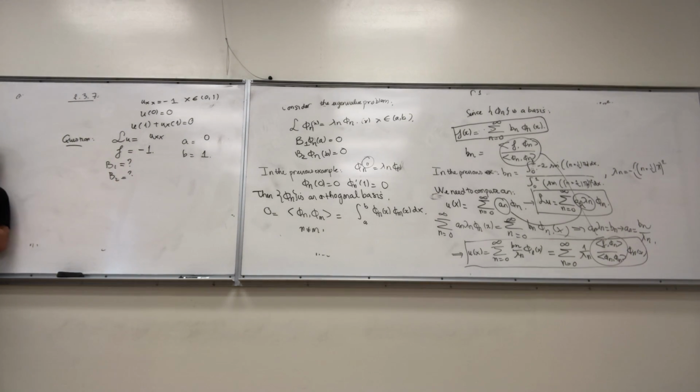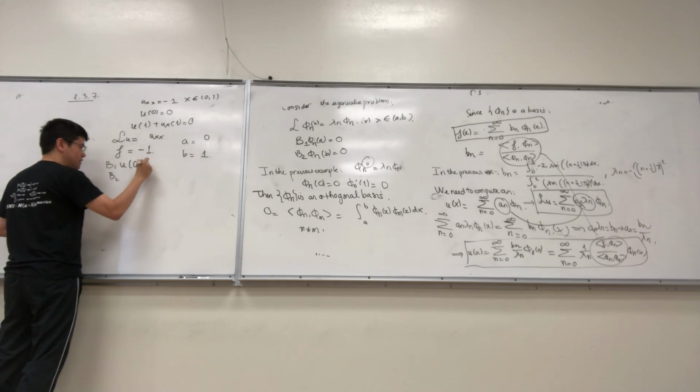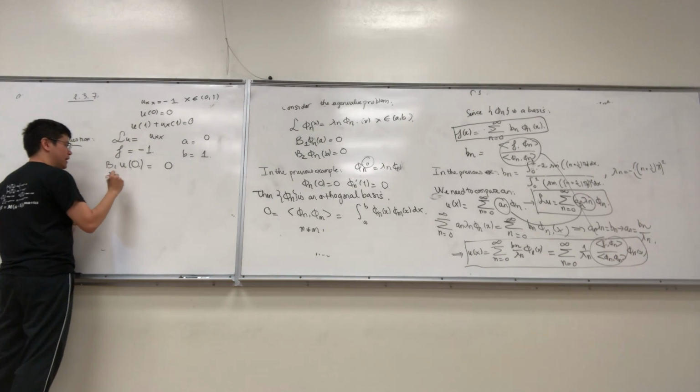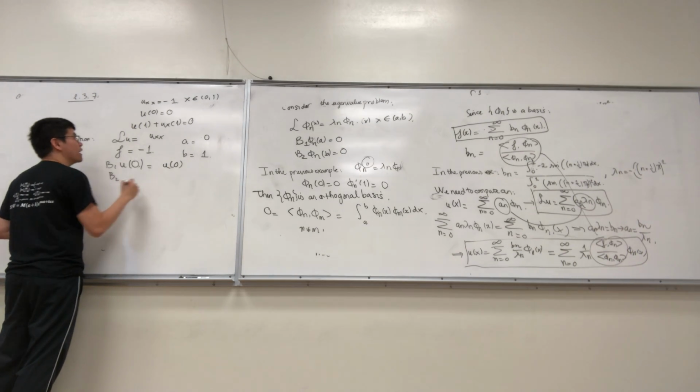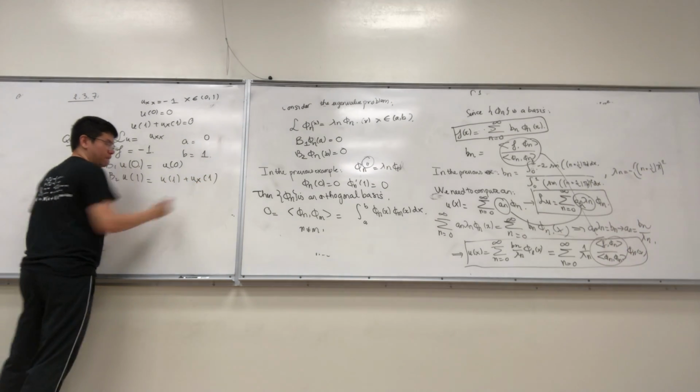I want to know B1 and B2. What is B1 and what is B2? Normally you have B1 at a, right? So a here is 0. So B1 of u at 0 will be u(0). And B2 of u at b will be u(1) plus u_x(1), right?